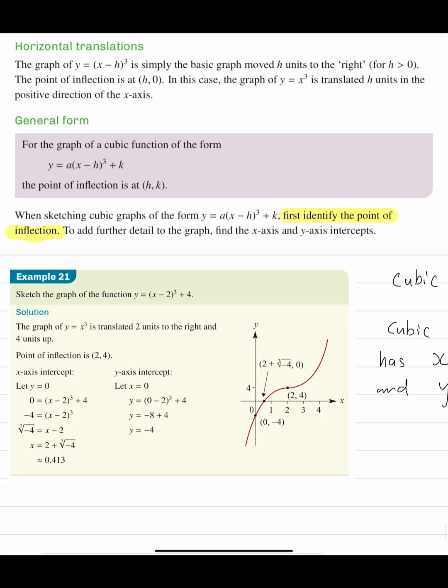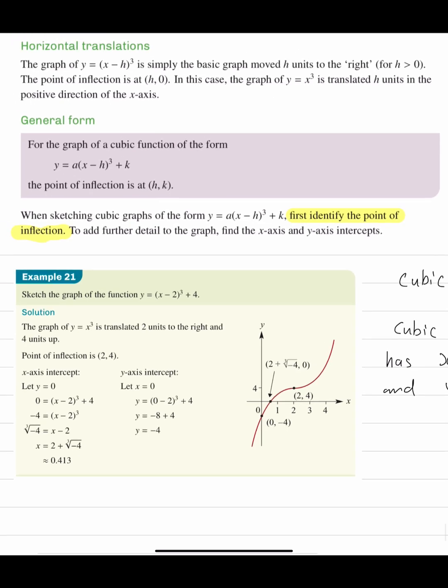All right, now let's take a look at this example here. Example 21. It says sketch the graph of the function y equals (x minus 2) to the power of 3 plus 4. So remember, our first step is to write down the point of inflection. The point of inflection is (h, k), so (2, 4). We label the (2, 4) on your equation plane.